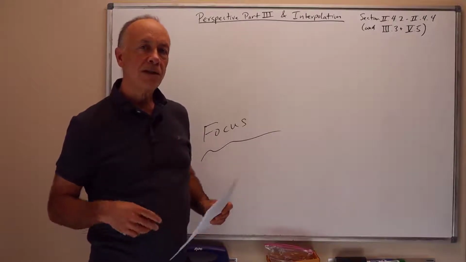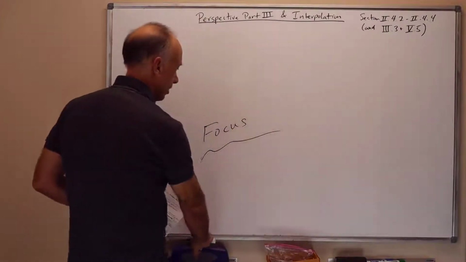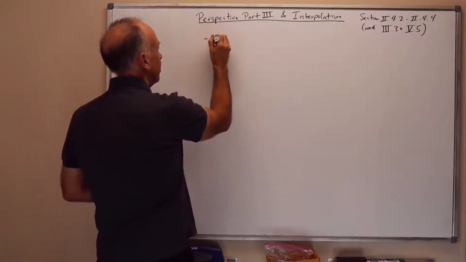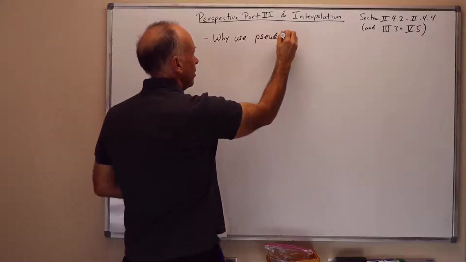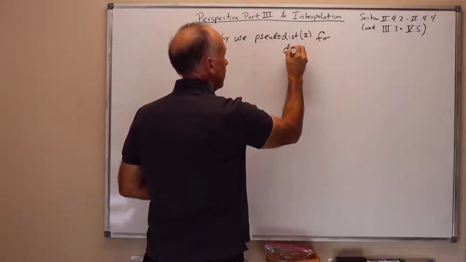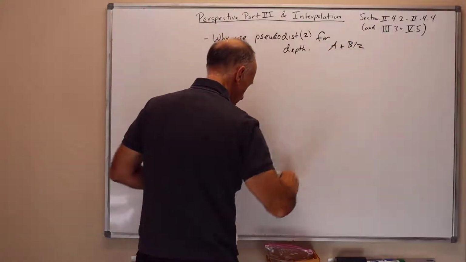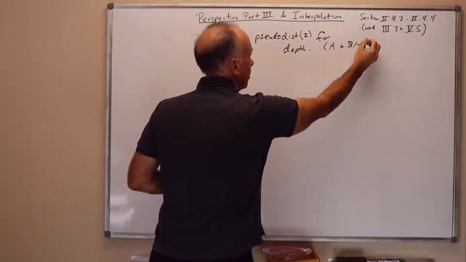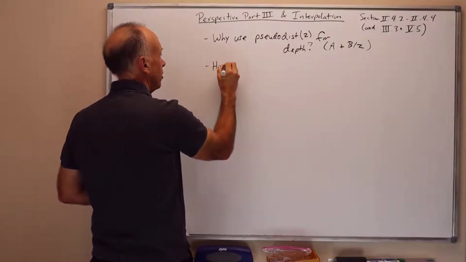I'm trying to give a more intuitive approach here to what's going on, just to set the overall picture of why we're doing things the way we're doing. In particular, why are we using the pseudo-distance? So the topics I want to touch on in this presentation are why use pseudo-distance of z for depth values. And recall that pseudo-distance was a plus b over z for suitable constants a and b. So that was the first question to look at, and the second one is how interpolation works in screen coordinates.